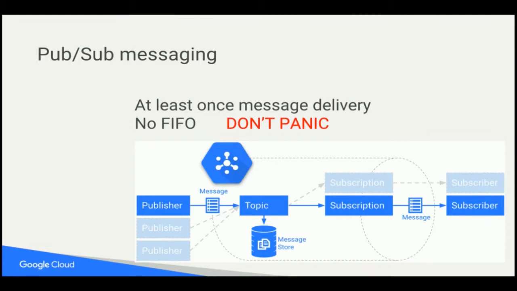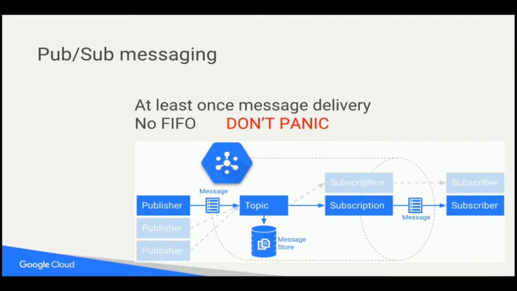And anyone who's dealt with distributed messaging knows that there's a problem: you always have to make trade-offs. The guarantee you get from PubSub is that every message will be delivered at least once, which implies that they might be delivered twice. And also, they don't necessarily get delivered in order, first in, first out.